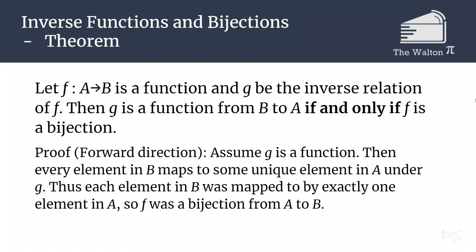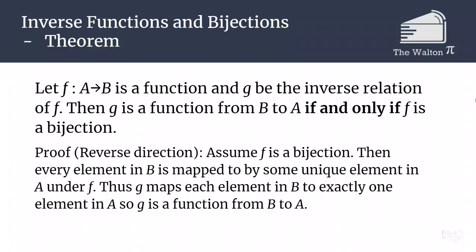So let's start by proving the forward direction. Assume that g is a function, and that tells us that every element in B maps to some unique element in A under g, meaning that g is well defined. Thus, every element in B was mapped to by exactly one element in A by f, so that tells us that f is a bijection from A to B.